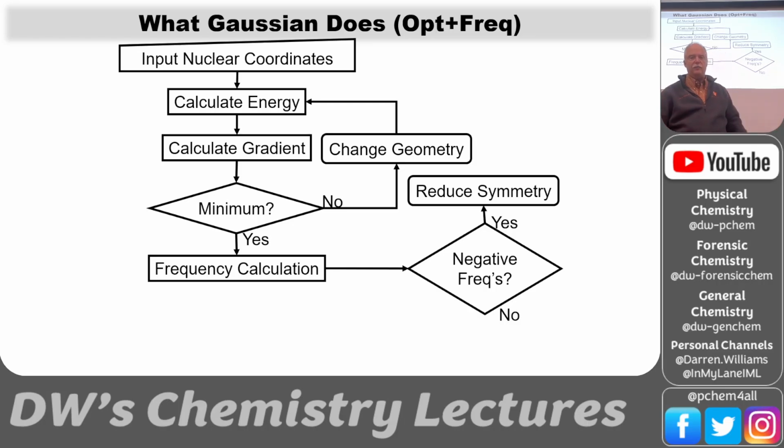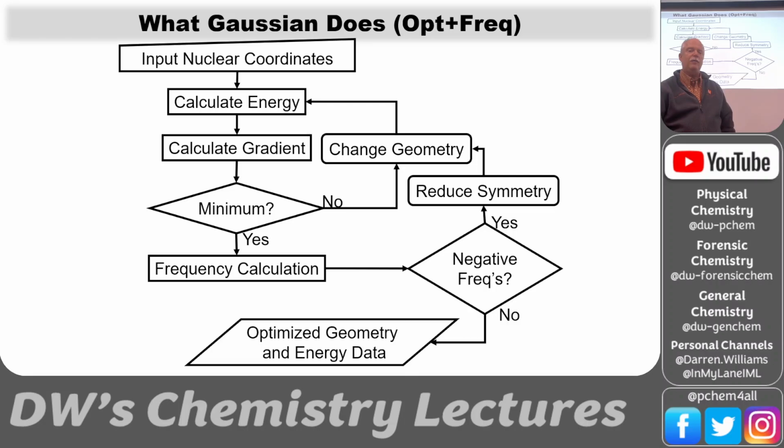We move the atoms around, we kick the atoms off the top of the stool, that involves changing the geometry, and then start again, redo the optimization. When we find ourselves at a minimum, we get over here at no negative frequencies. If there's no negative frequencies, then we can be fairly comforted that we're at a global minimum.